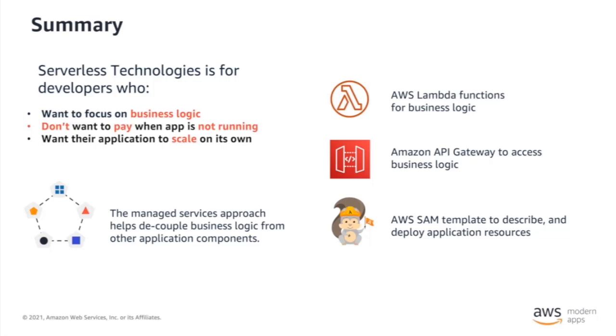For those unique parts of your application where managed services can't be used, write your business logic and deploy them to AWS Lambda functions. Use Amazon API Gateway to access these Lambda functions, creating a front door to your application. And build your serverless applications with a template such as AWS SAM to help you describe, deploy, and manage your AWS application resources.